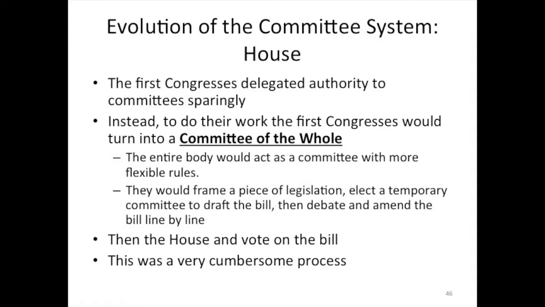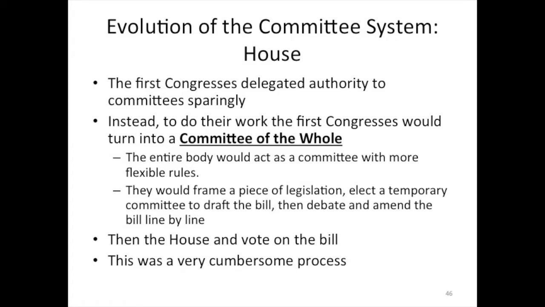So the committee system has, like all of government, expanded greatly. There's more committees now than there were originally. The first Congress delegated authority to committees really sparingly. Instead of referring bills to committees, this early Congress would do their work in a committee of the whole. And in this committee of the whole, the entire body would act as a committee.